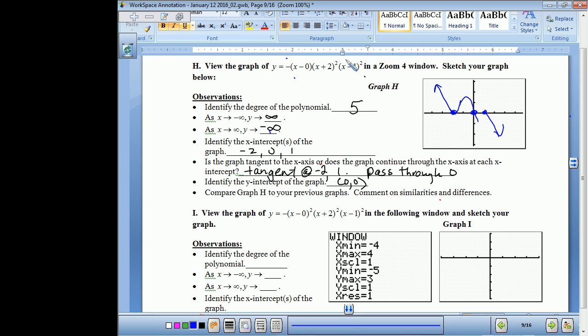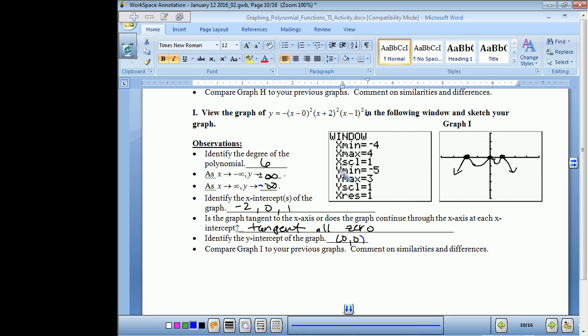Okay, last one, positive 1. It's raised to an even power. So is it tangent or pass through? Tangent. So it comes up, it hits, and then it goes back down. This is what you can do to graph the functions without a calculator. Okay?